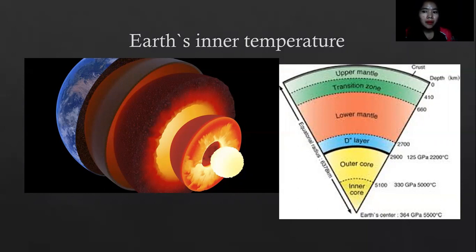Each layer has different temperatures; they are not the same. Because the core is the center, that's the reason why it is hotter than the others, and also because it is the source of the Earth's heat.